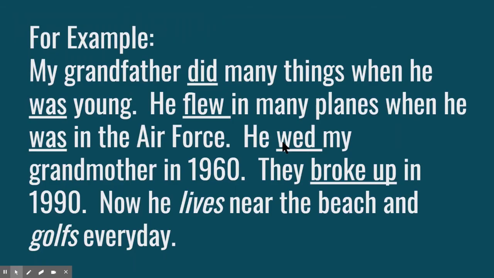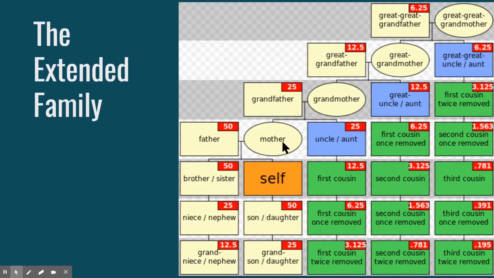So here's an example of a paragraph. So my grandfather did many things when he was young. He flew in many planes when he was in the Air Force. He wed my grandmother in 1960. They broke up in 1990. Now he lives near the beach and golfs every day, right? Just what can you say about someone who you know in the past tense?